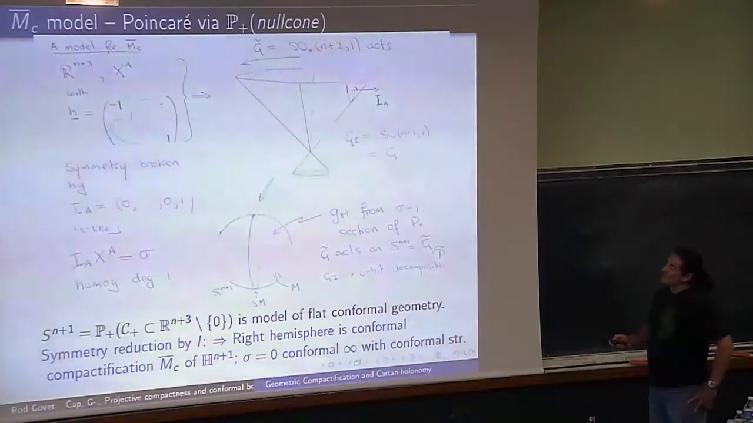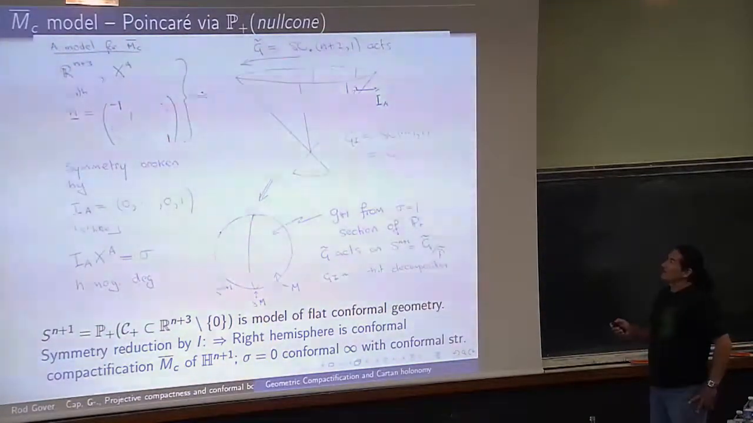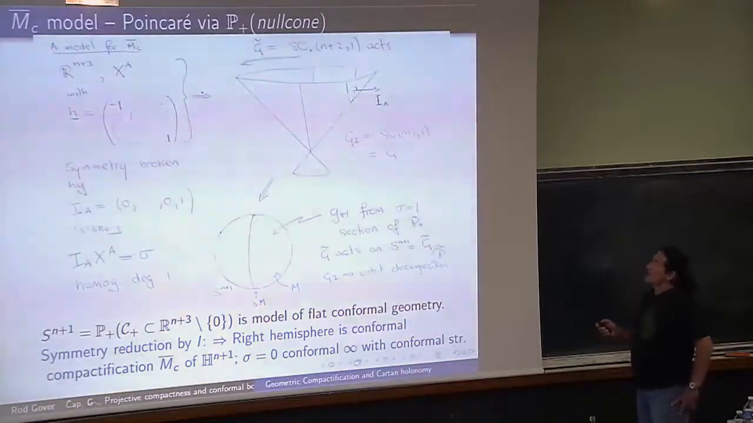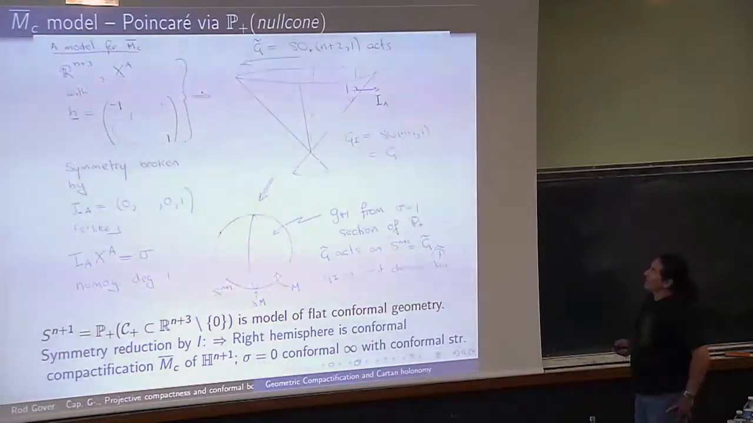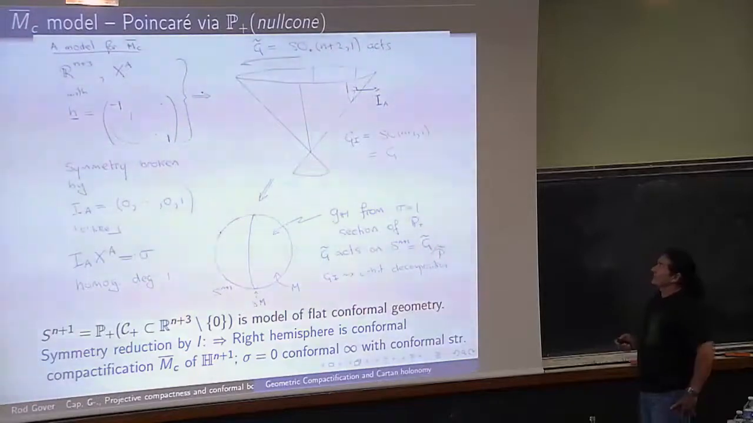And of course, there's a group turning up because I have this metric here. So we get this pseudo-Euclidean group. And I actually want to pick, just for fun, the time-oriented part of that so I can just look at this forward cone and see the group acting on the forward cone.